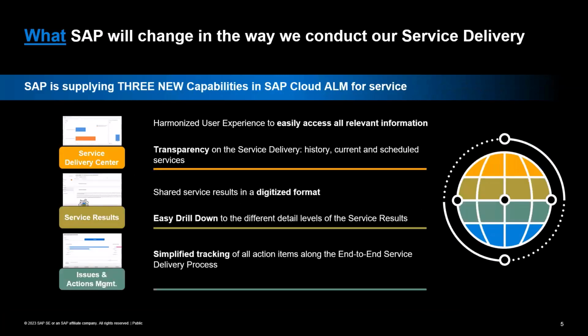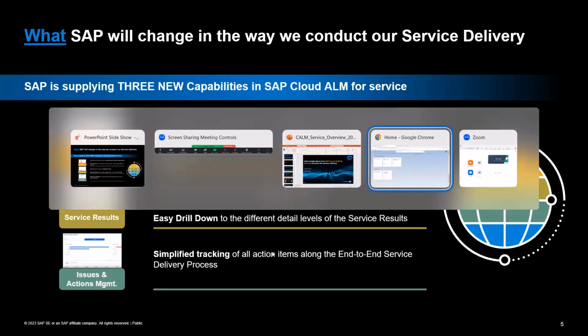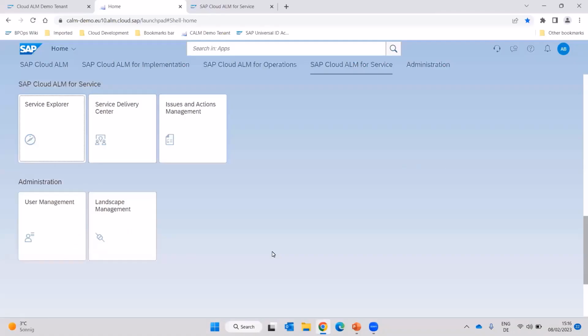What will change with the service delivery? In Cloud ALM for Service, we are providing the customer with 3 major capabilities. The first one is the Service Delivery Center, and I'm just going to use the Cloud ALM demo tenant. There is a link later on in the slides to where you can find that demo tenant to give you a short overview about the capabilities.